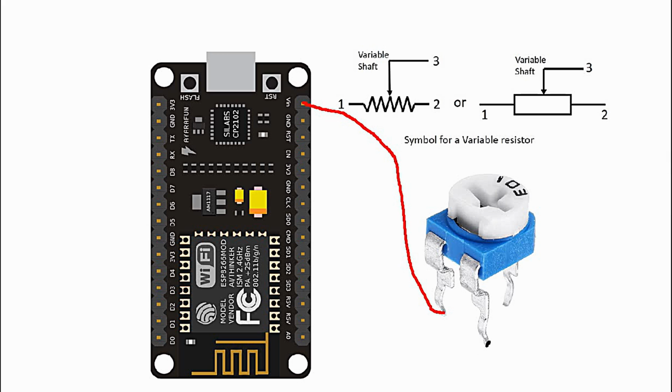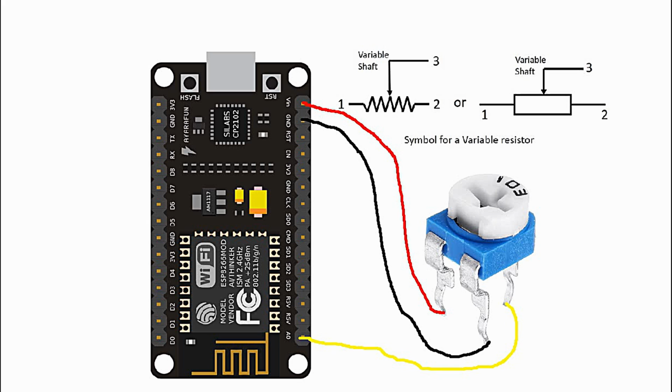and the second fixed terminal I am taking from the variable resistor and connecting it to the ground of NodeMCU, and the third terminal, that is the middle terminal, I will be taking from the variable resistor and connecting it to the analog channel ADC module of the microcontroller or NodeMCU, that is A0 right over here. So that's all of the schematic that I am going to build.